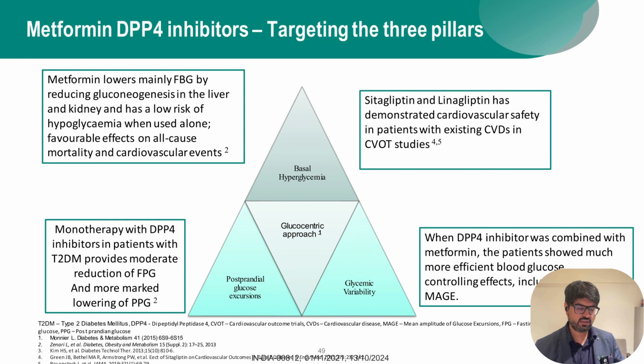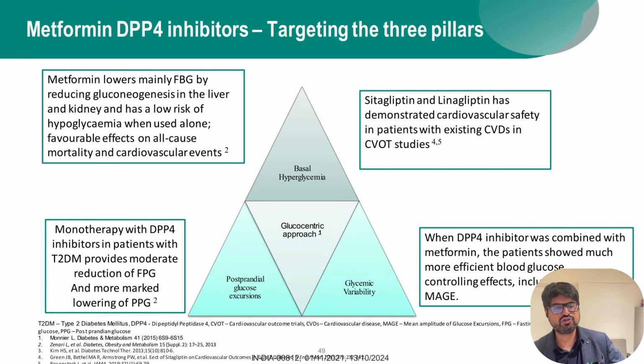So when you give a metformin and DPP4 combination, we discussed earlier what are the pillars of diabetes management. So you need to control the fasting blood sugar, you need to reduce the post meal sugar, and you need to reduce glycemic variability. All the three should be done, right? So metformin, definitely we know it mainly targets the fasting blood sugar and it reduces the fasting blood glucose.